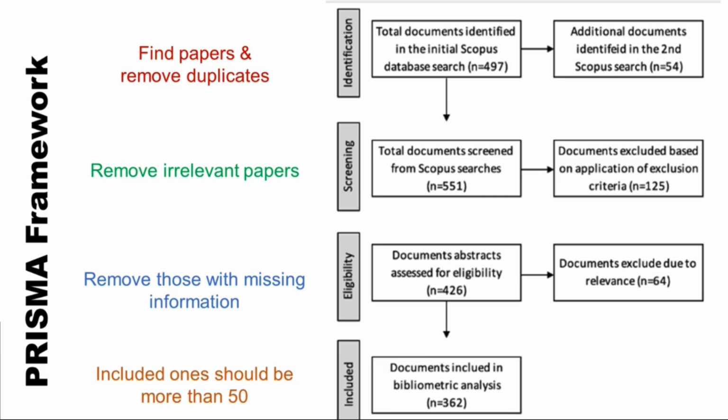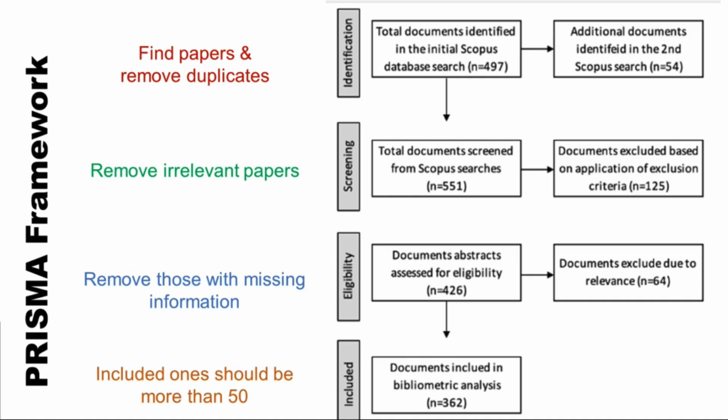duplicates. For example, the initial file that was downloaded identified 497 papers related to a particular field. In this case, we used machine learning and portfolio optimization as the two keywords, and the related papers were provided by the Scopus database search. In the first stage of identification, we removed any duplicates, and in the second step, that is screening, we remove any irrelevant paper based on the exclusion criteria used.